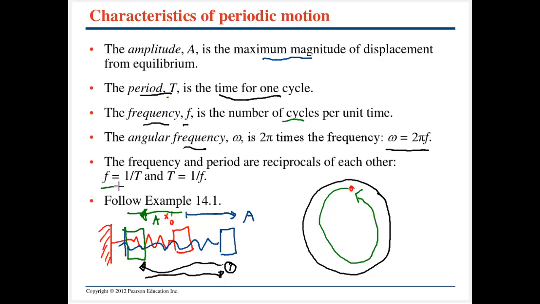And last but not least, the frequency and period are related to each other, and actually inversely: the frequency is 1 over the period, and also the period is 1 over the frequency, where frequency is the number of cycles per unit second, and the period is the time for one cycle. So you can kind of see how the units will work out on that one.